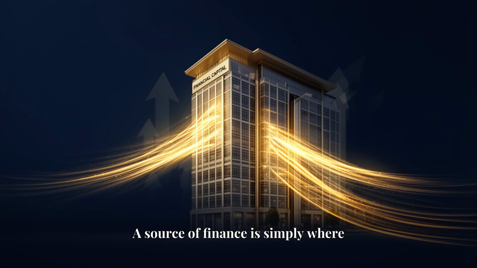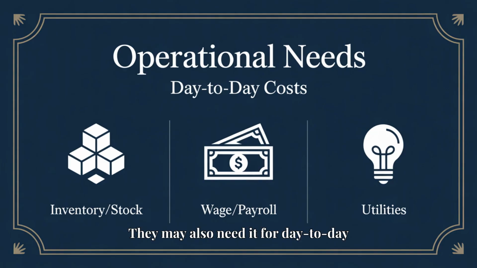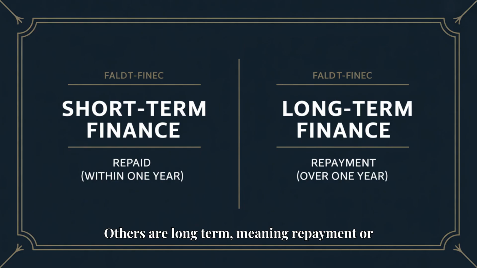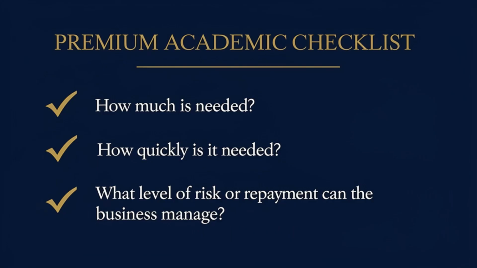A source of finance is simply where business money comes from. Businesses need finance for many reasons. They may need it to buy long-term assets, such as buildings or machinery. They may also need it for day-to-day costs, such as stock, wages, rent, and utilities. Some sources are short-term, meaning they are repaid within 1 year. Others are long-term, meaning repayment or benefit lasts for more than 1 year. So before selecting finance, a business should first ask, what is the money for? How much is needed? How quickly is it needed? And what level of risk or repayment can the business manage?